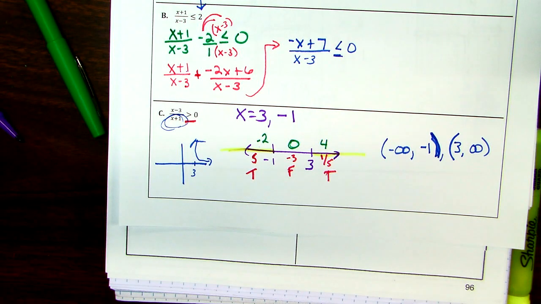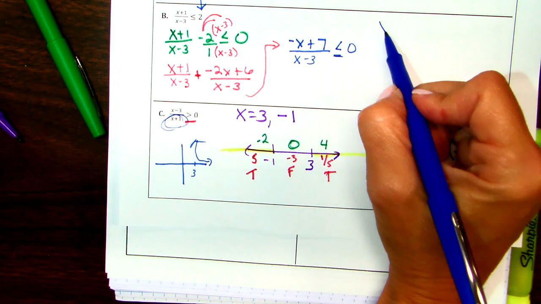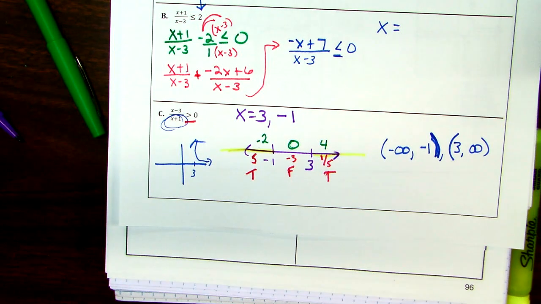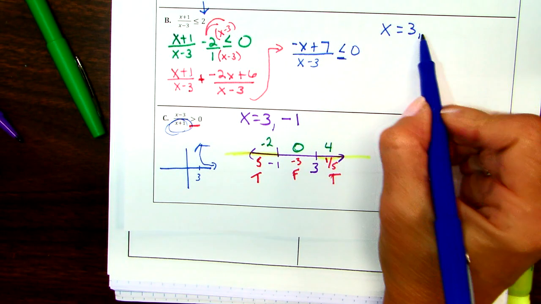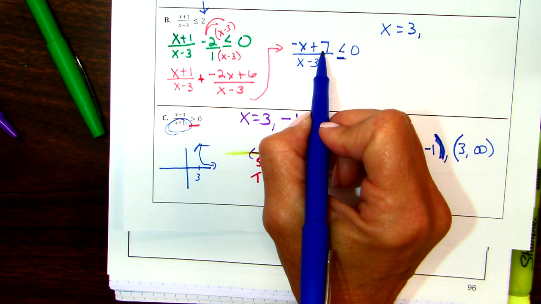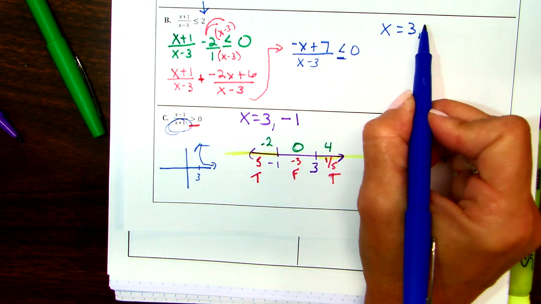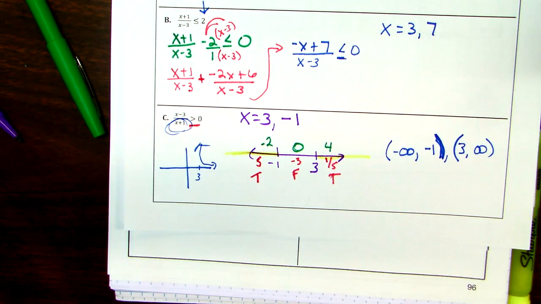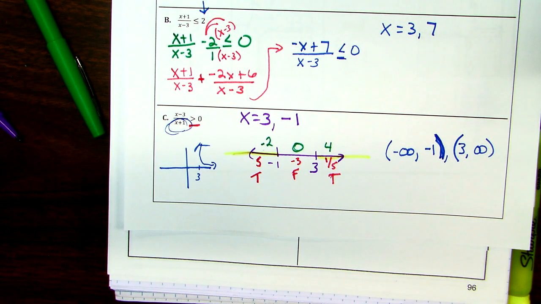Okay? So, same steps. My important x values. Of course, that denominator of 3, that's an asymptote, right? No brackets on that one. And I set this equal to 0. Subtract 7, divide by negative 1. We get 7. So those are my two numbers.